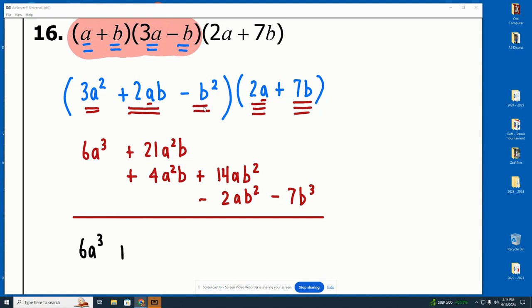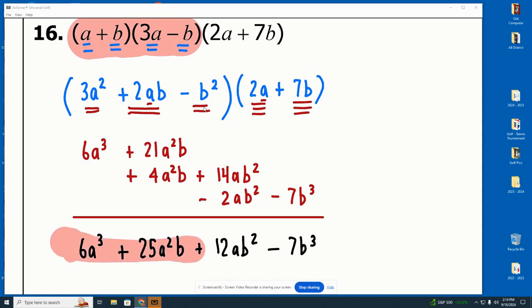21 plus 4 is 25. Your variable remains a squared b. 14 minus 2 is positive 12, and that'll be ab squared. And then minus 7b cubed. And there is your final answer.